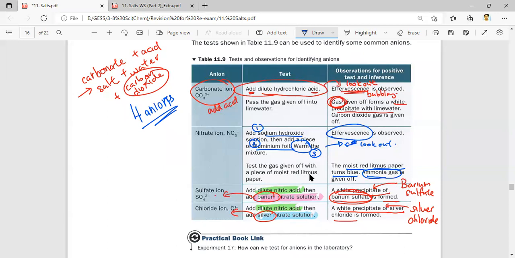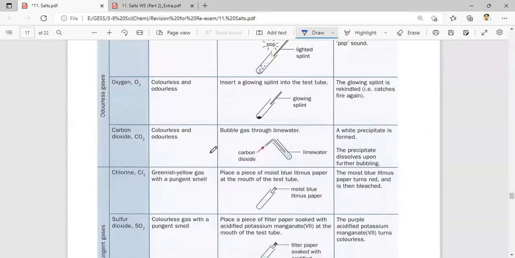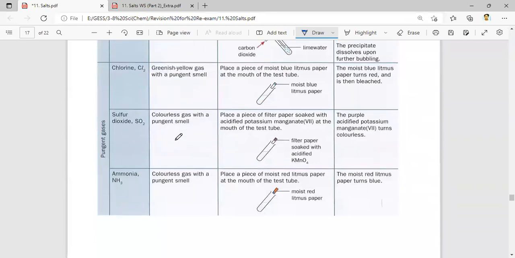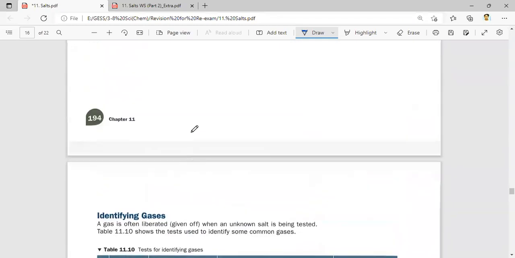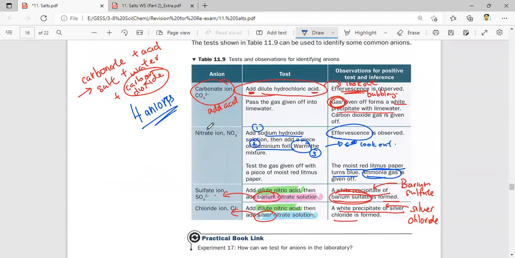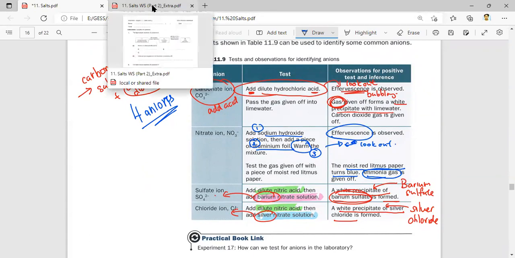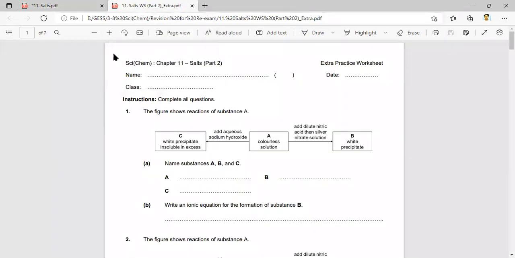If you're able to know the cation test and anion test, more or less you're quite safe already. The test for gas, you can go and read up on your own. I won't go through so much detail here because I think it is quite easy to understand itself. What I'll do for this last part of salts is look at some examples of how to go about doing it.